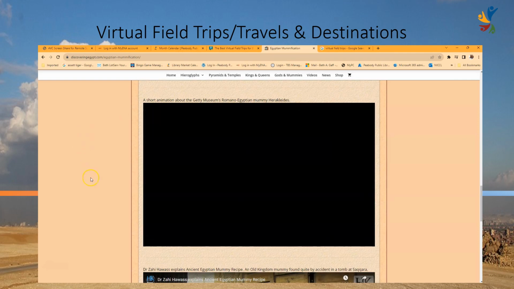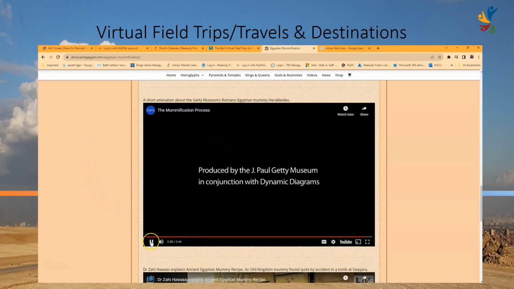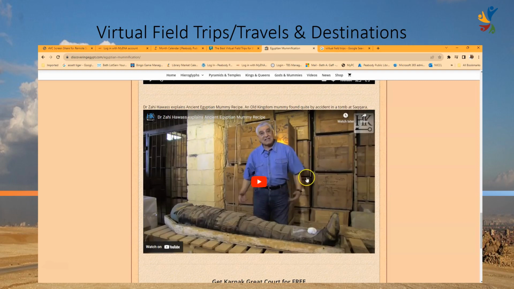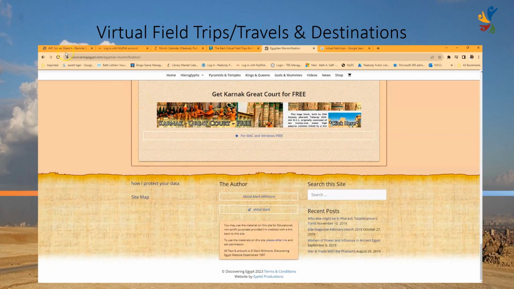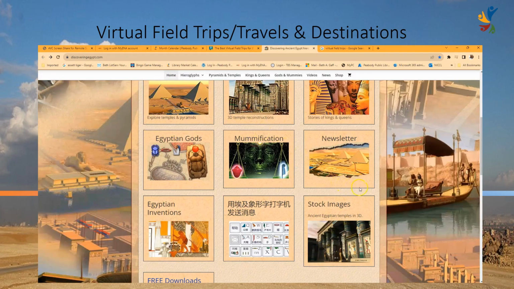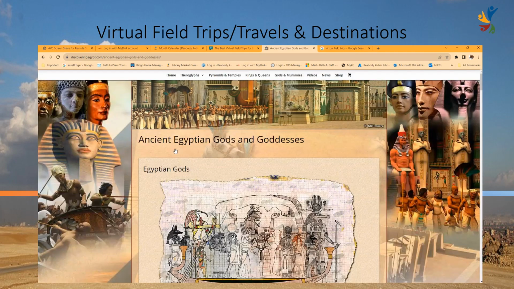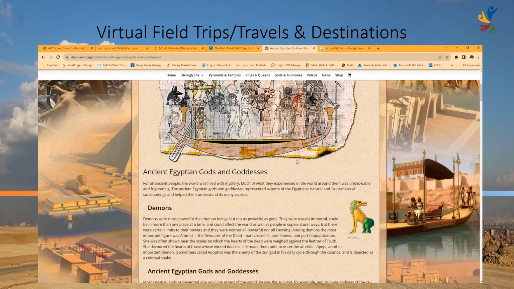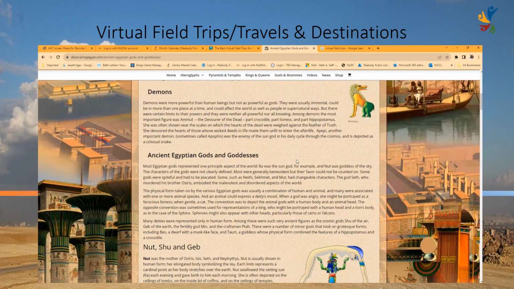Wow, that's great. This one is talking about more of that mummification because that's what we're in. So I'm going to go back. Let's look at some of the Egyptian gods. So they have gods and goddesses and demons.